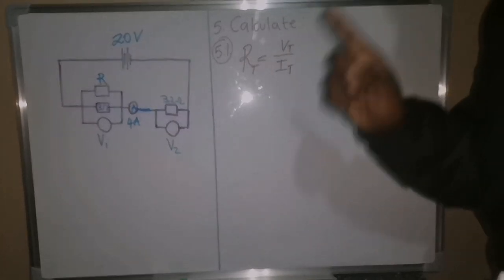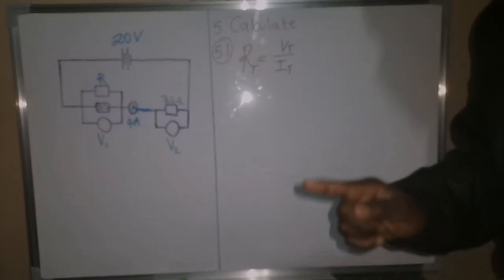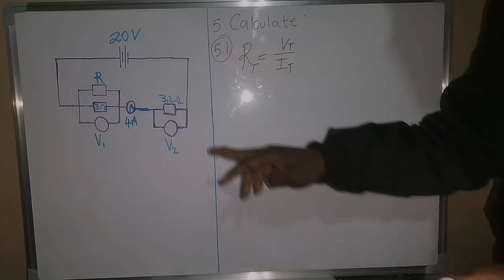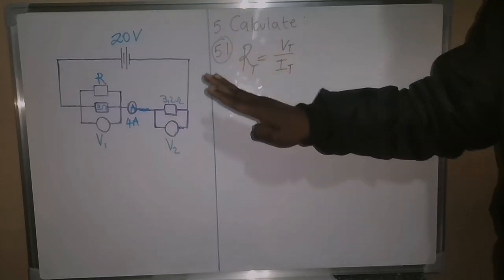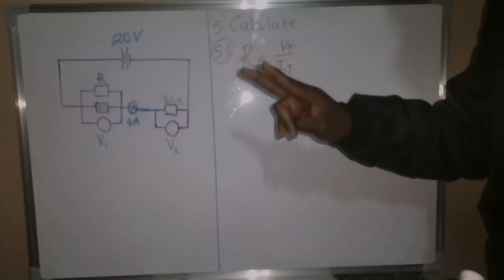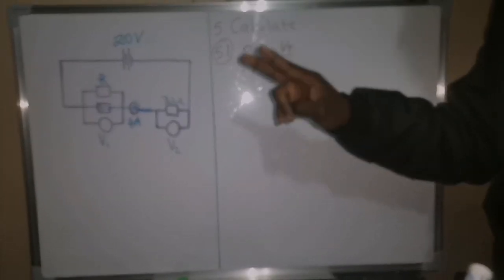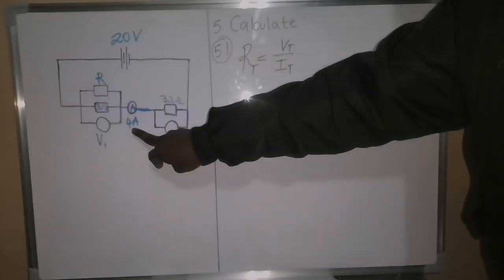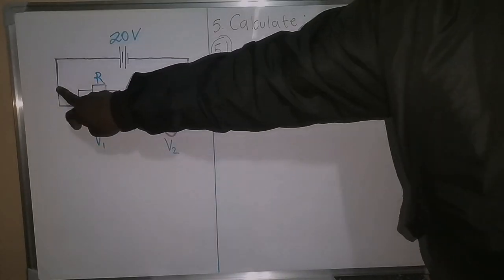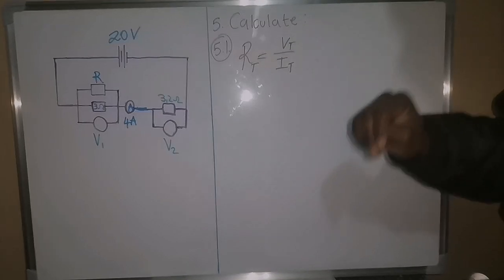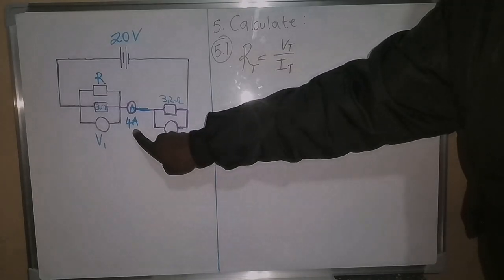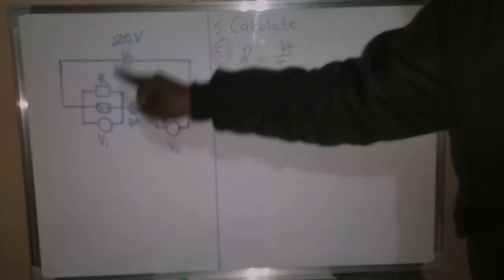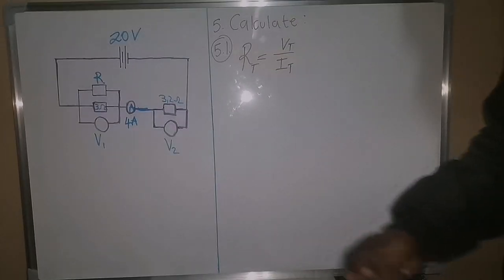The behavior of current in a series connection is that the value is the same. Even if you have two ammeters in a series connection, their values are the same. We can have this 4 here, this 4 here, this 4 here, as long as our ammeters are connected in series. So this 4 is the total current of the circuit because it is in a series connection.